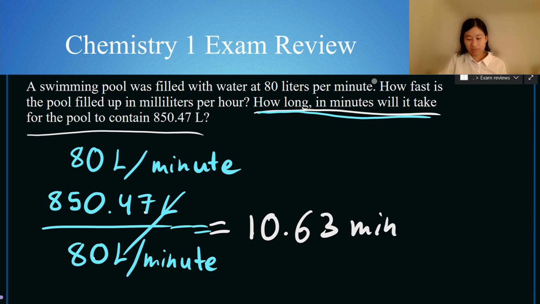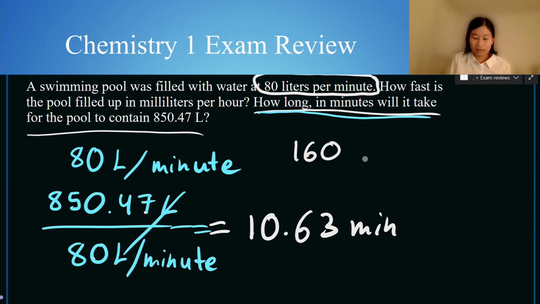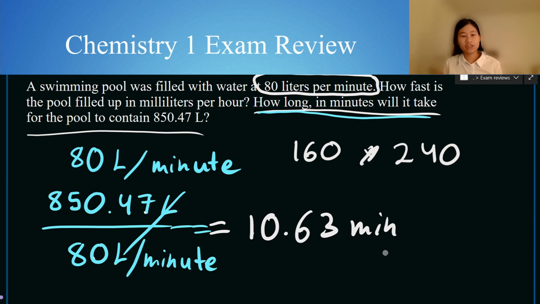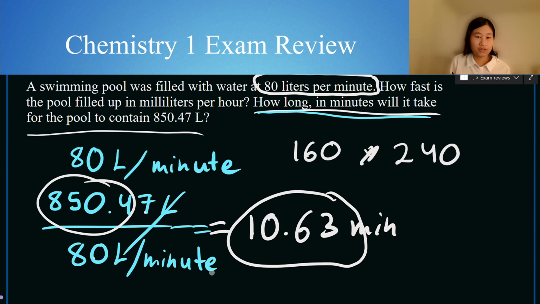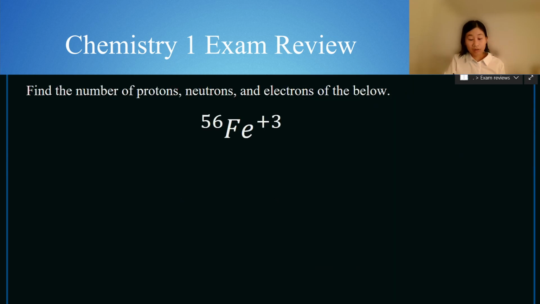And that makes sense, right? Because if you think about it, if you do it at 80 liters per minute, in 2 minutes, you would expect 160. At 3 minutes, you would expect to be 240 liters in there, and so on and so on. And so if we multiply and double check saying 10.63 times 80, you should be able to get 850.47. All right, so let's move on to isotopes, okay?